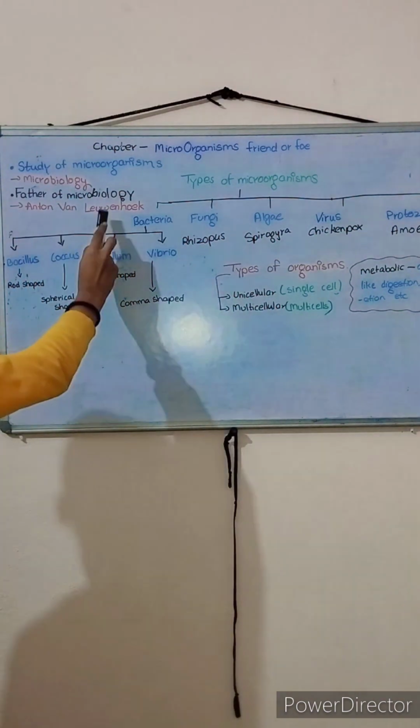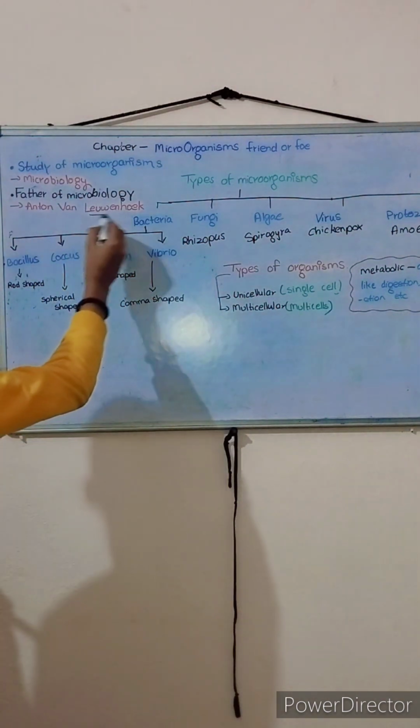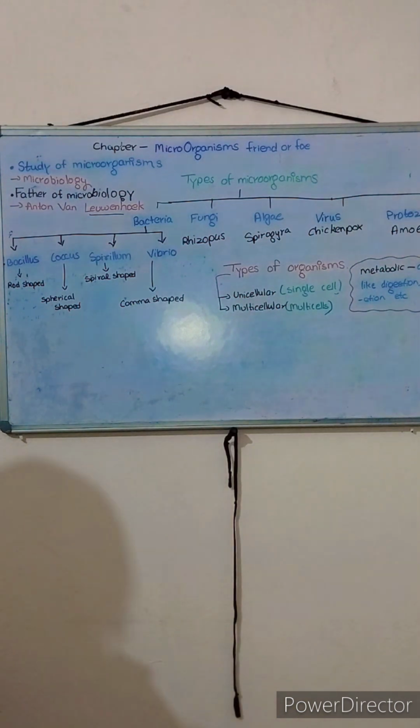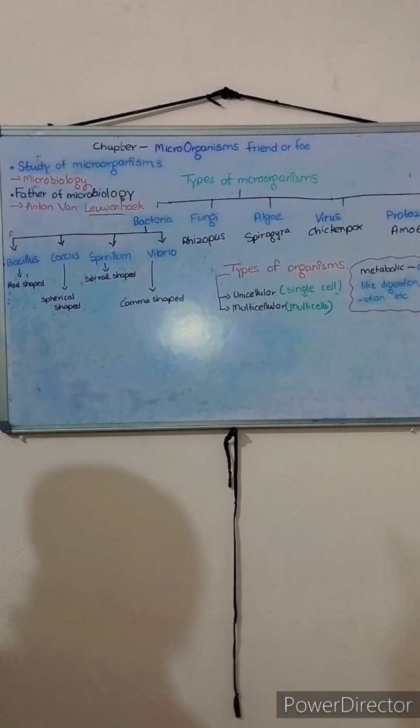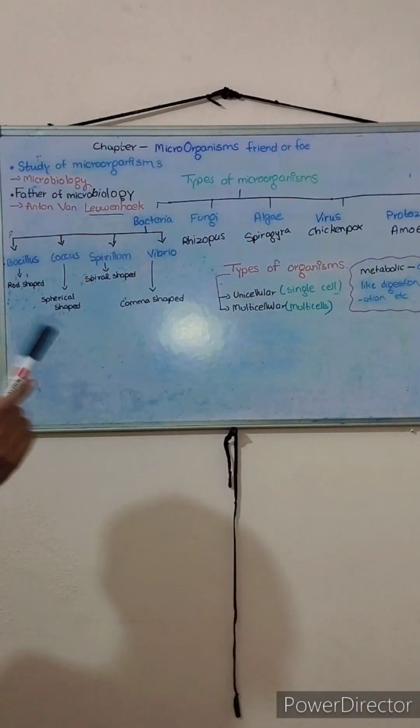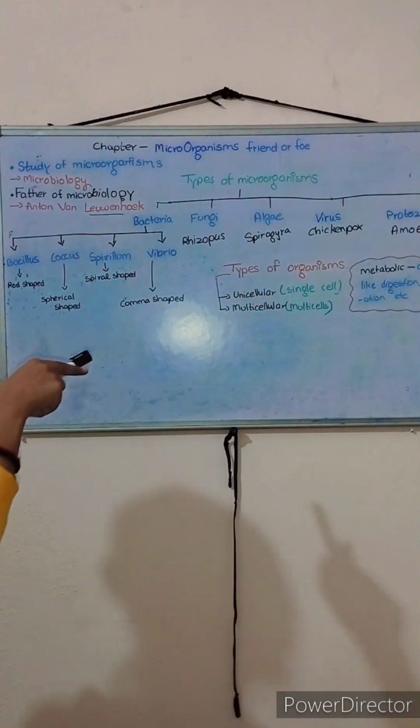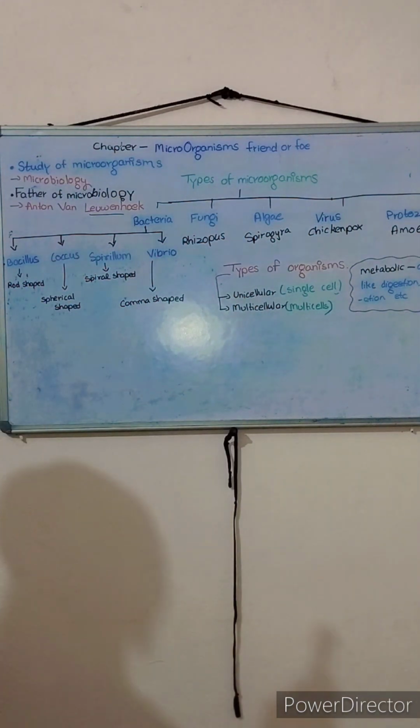So if you read this name, Leeuwenhoek, you will find that this word is a bit familiar to you. Why? Because we have studied Leeuwenhoek in our old chapter, Cell, and he had discovered the first living cell in pond water. So this can also be a very important question.